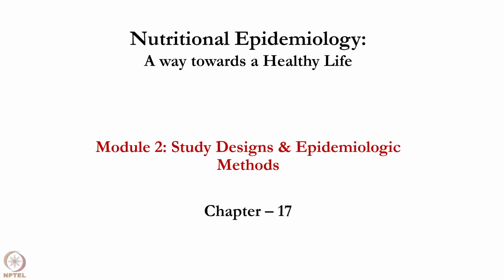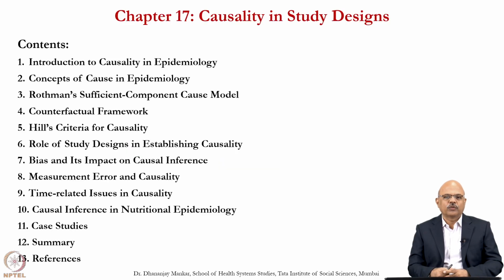In Module 2, Study Designs and Epidemiologic Methods, for Chapter 17, we will be discussing causality in study design. In this chapter, we will be understanding causality in epidemiology, the concepts of cause in epidemiology, Rothman's sufficient component causal model, the counterfactual framework, Hill's criteria for causality, the role of study design in establishing causality, and bias and its impact on causal inference. We will also be studying measurement error and causality, time-related issues in causality, and causal inference in nutritional epidemiology, followed by case studies.